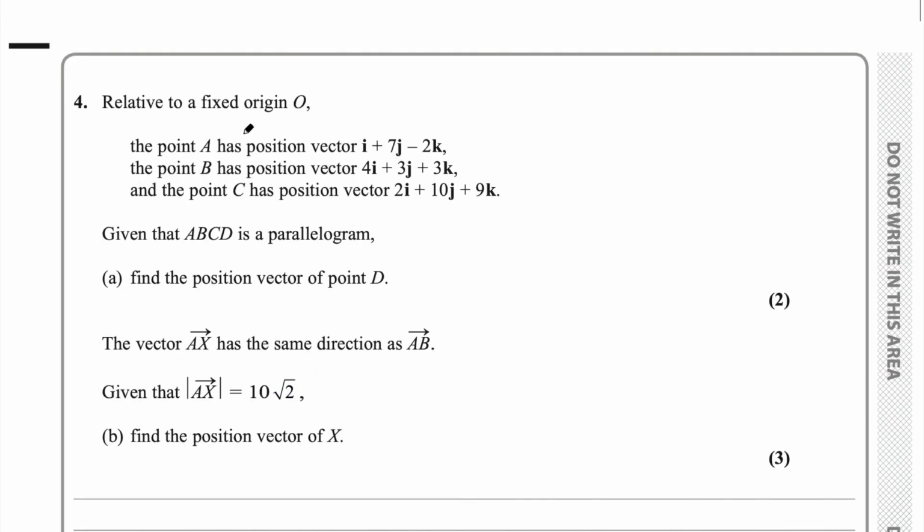Question 4 says, relative to a fixed origin O, the point A has position vector i plus 7j minus 2k, the point B has position vector 4i plus 3j plus 3k, and the point C has position vector 2i plus 10j plus 9k. Given that ABCD is a parallelogram, find the position vector of point D, which is part A.